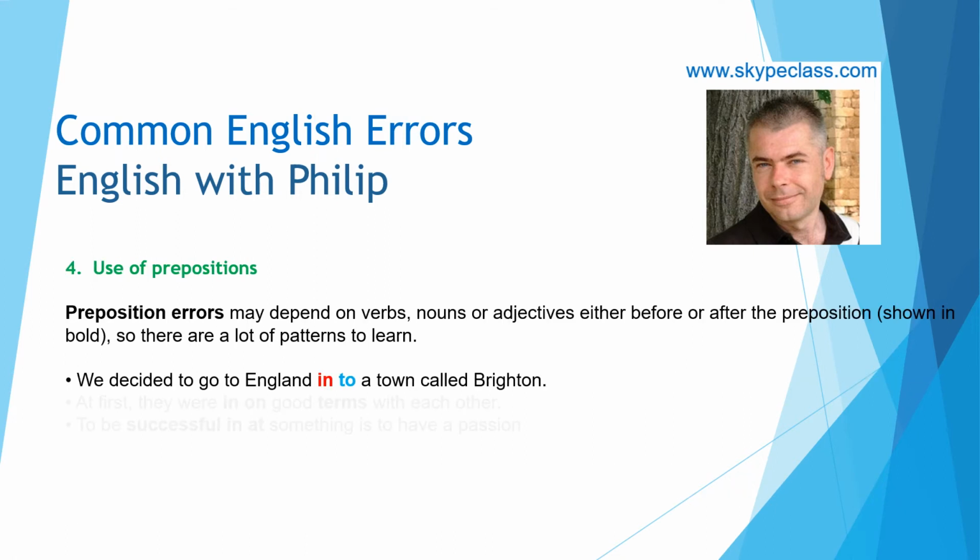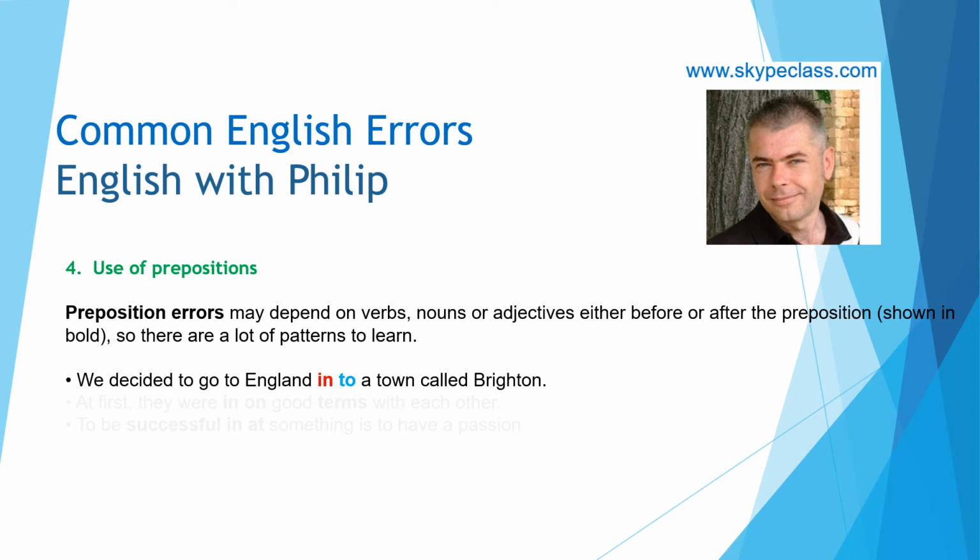Okay, the 4th error is the use of prepositions. Preposition errors may depend on verbs, nouns, or adjectives, either before or after the preposition, shown in bold below. So there are a lot of patterns to learn. Let's look. We decided to go to England to a town called Brighton. This is correct. Not in a town called Brighton.